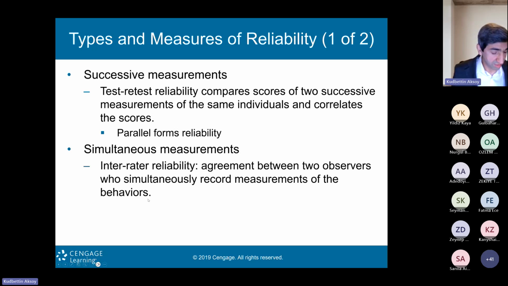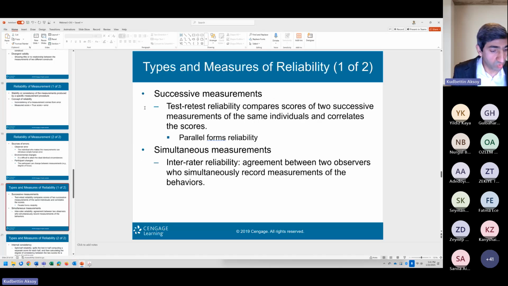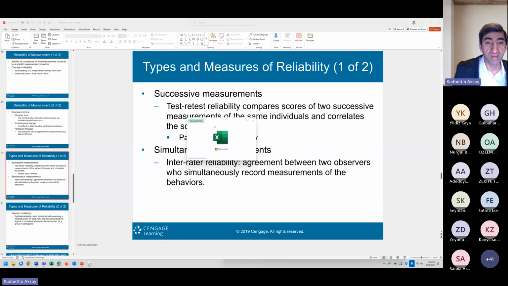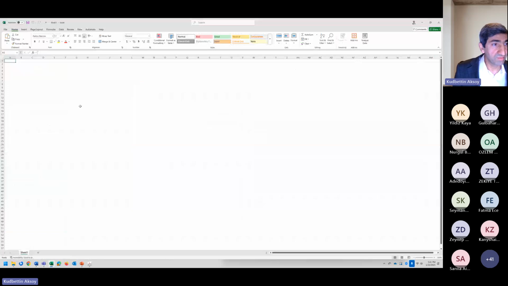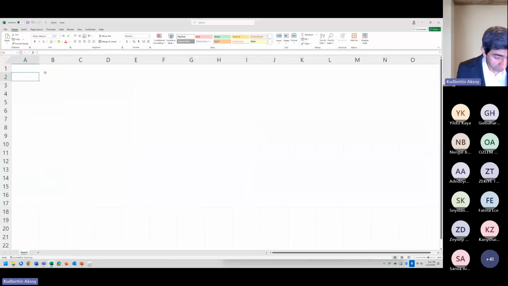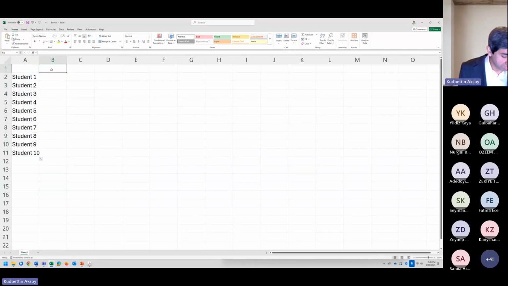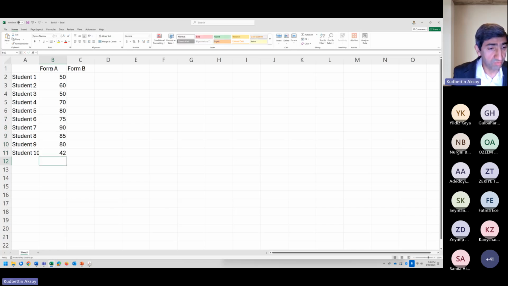Let me demonstrate how easy it is. With words, it sounds like it's complicated, but it's not. So let's say we have 10 students. You give them a test, form A, today, and next week you give them a similar test, form B. And these are their scores: 50, 60, 70, 80, 75, 90, 85, 80, 42. Whatever score they have, just randomly.